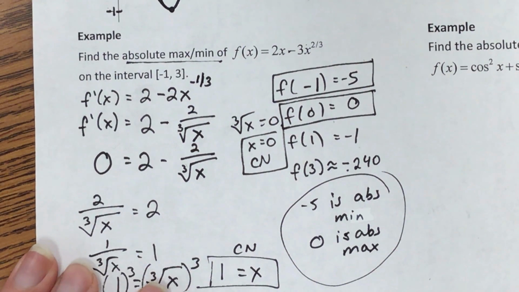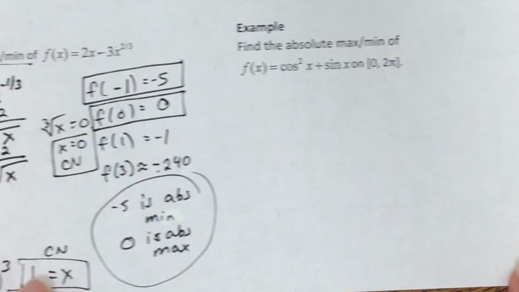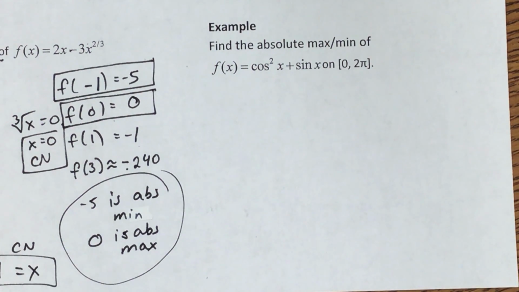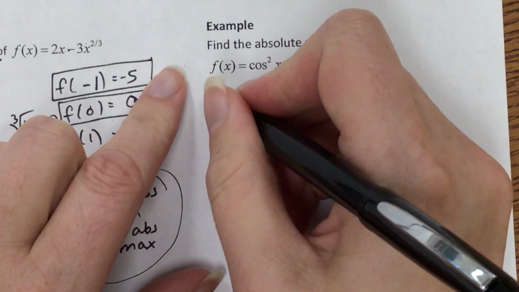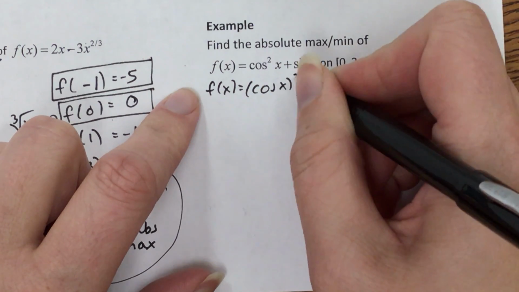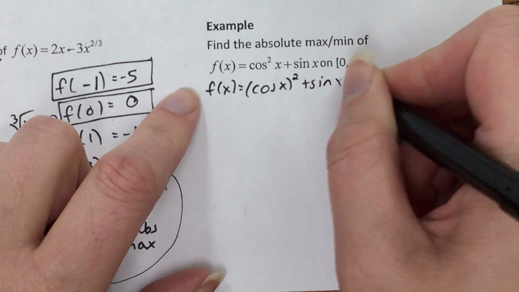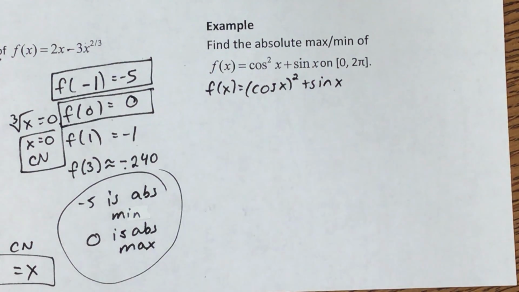Find the absolute max and min of f of x equals cosine squared of x plus sine of x from 0 to 2 pi. All right. So this right here is the same thing as cosine of x, squared, plus sine of x. So don't think that it's cosine of x squared, it's cosine x, squared.